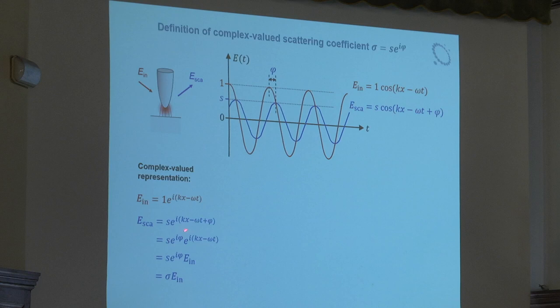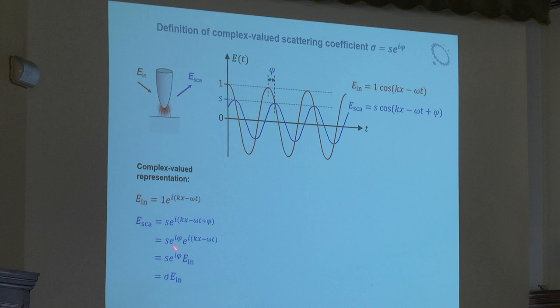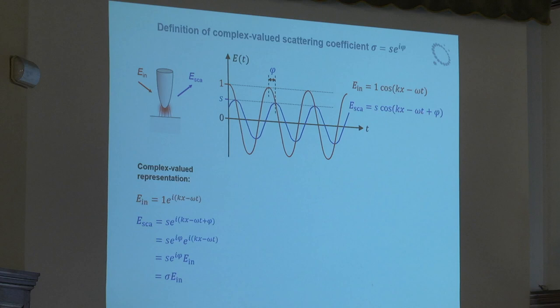And for the scattered wave, we do the same exercise here, and after a little bit of algebra, we come up with this. The scattered field is proportional to the incident field. Then we have this complex number here, which has an amplitude s and a phase shift phi, and this we typically summarize to sigma. And sigma is a complex number. It has an amplitude, it has a phase, and that is what we call the scattering coefficient. I don't distinguish here between background and near field, it's just the scattering coefficient for this moment, okay?